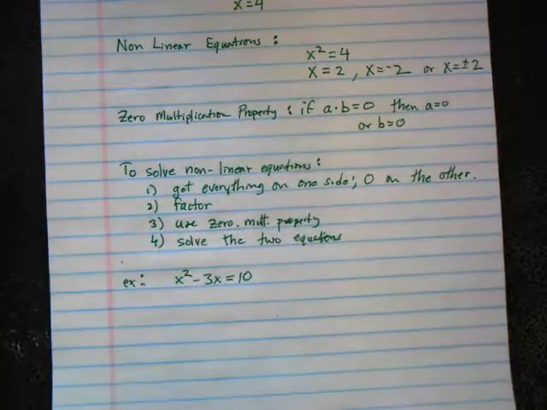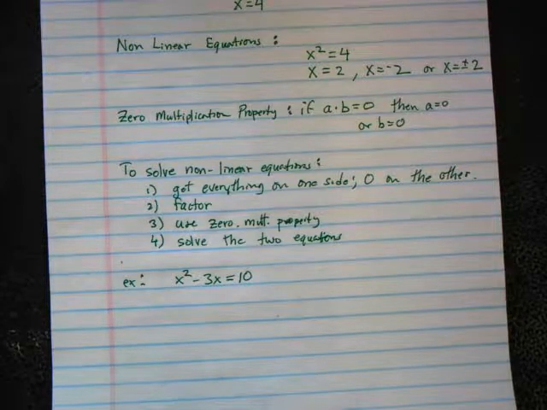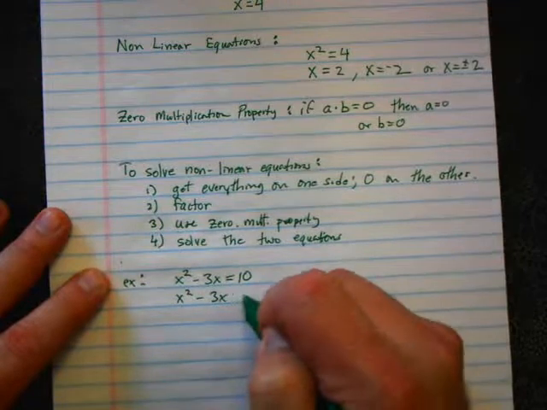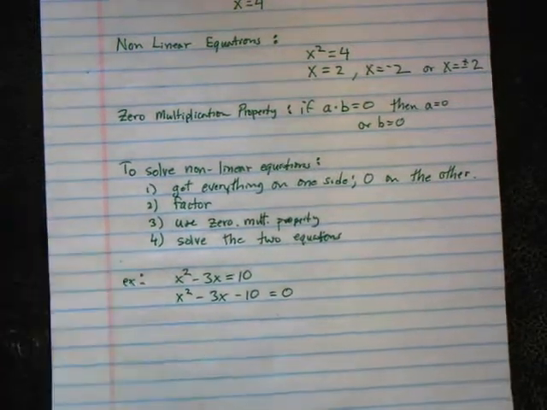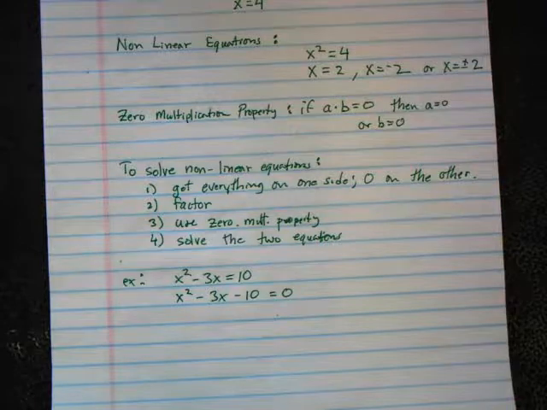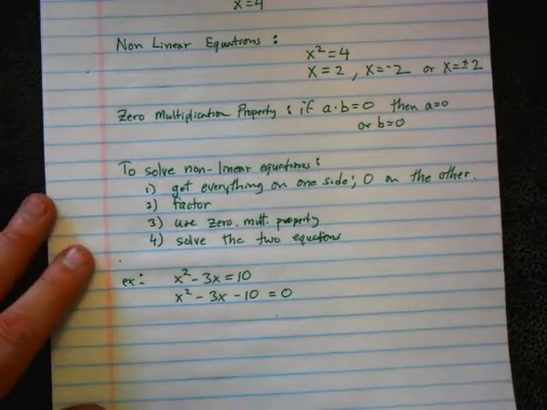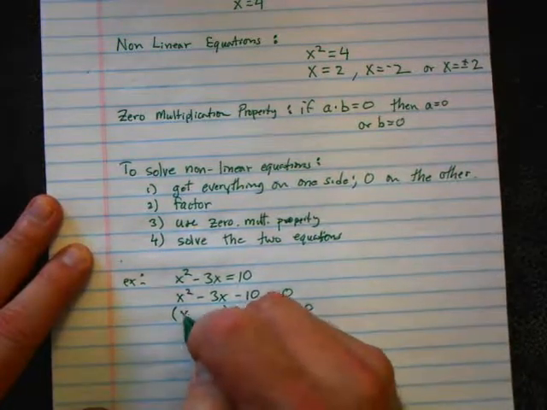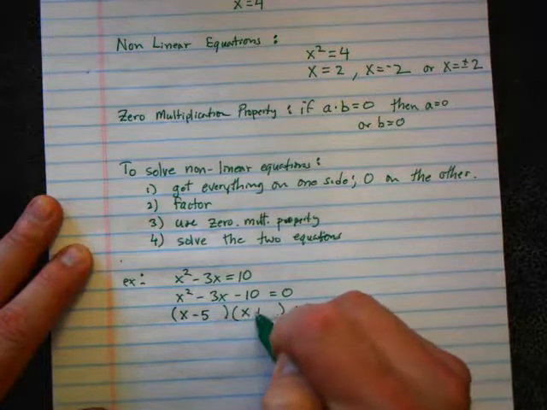x squared minus 3x equals 10. First, you need to recognize that that is nonlinear. What makes it nonlinear? It has a square. It's definitely nonlinear as a power. Our first step is get everything on one side and 0 on the other. So, minus 10 on both sides. Okay? x squared minus 3x minus 10 equals 0. You remember this. Good. We factor. So we see a trinomial. Trinomials factor as two binomials, so it's x minus 5 and x plus 2.